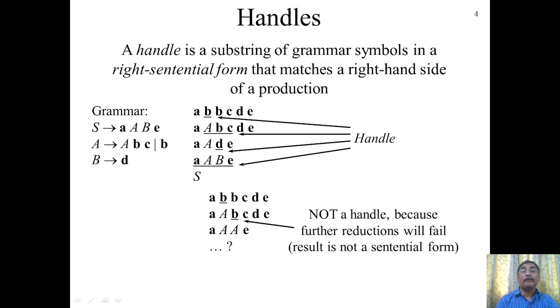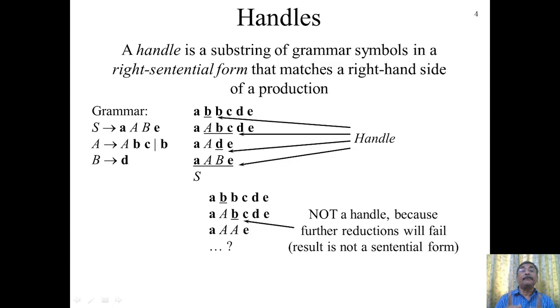You see, in the first step you are given this sentence, in the second step you are given this sentential form, in the third step this sentential form, in the fourth step this sentential form, and then in the last step you have the start symbol. So in every step, you have to find a substring that matches with some right hand side, such that by replacing that right hand side with the corresponding left hand side, you can always go back to the previous sentential form, which you could have derived in a rightmost manner.